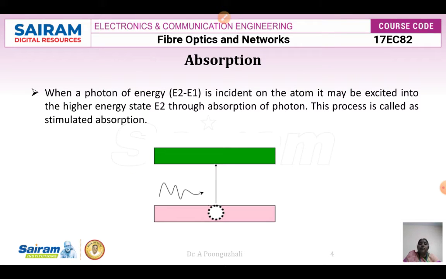First we will see the absorption process. We are going to have two energy levels, energy level E1 and energy level E2. In energy level E1, we have the electrons present. When a photon of energy E2 minus E1 is incident on the atom, this atom may be excited to a higher energy state E2 through the absorption of this photon. This process is called stimulated absorption.